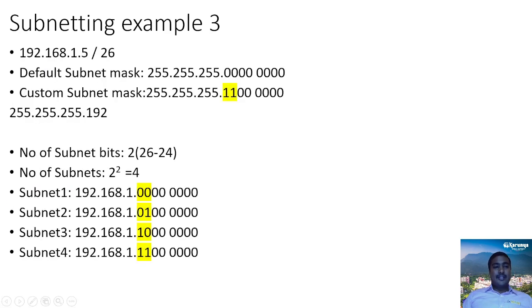Third example, instead of 25, let me make it as 26. So what does it imply? 2 bits are taken from the host part and given to the network part.